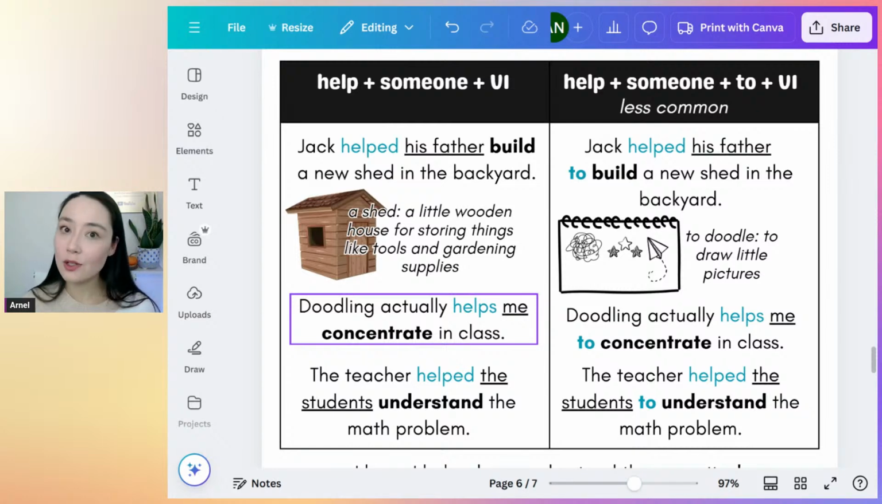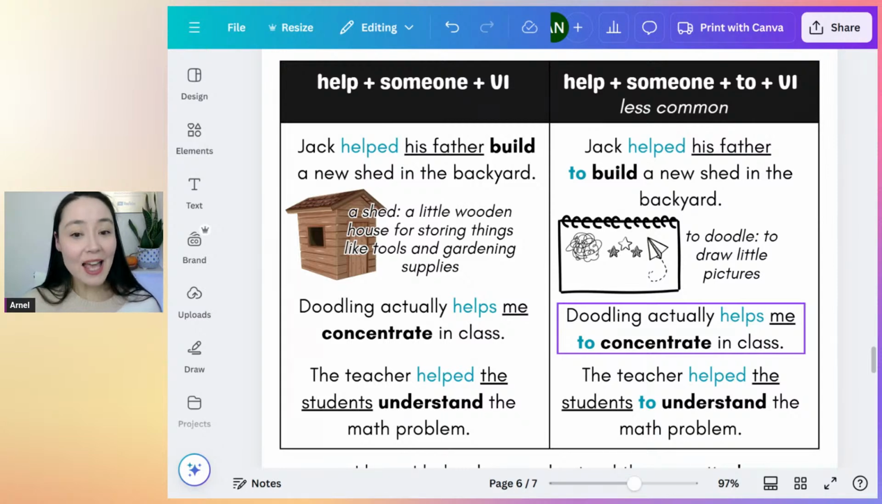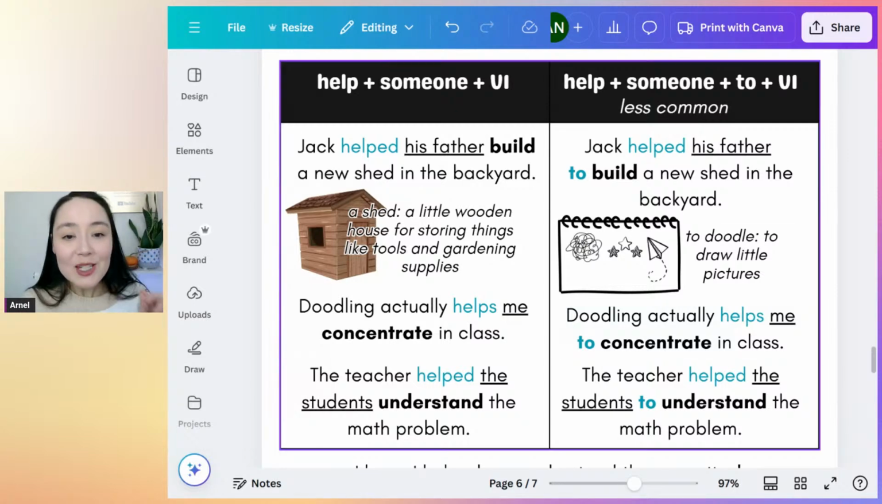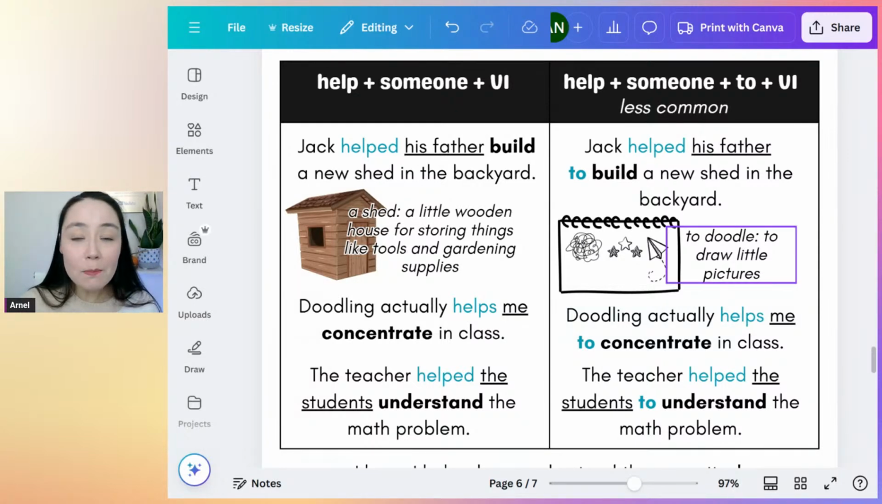Doodling actually helps me concentrate in class. Doodling actually helps me to concentrate in class. What is doodling? It's a funny word, doodling. To doodle, this means to draw little pictures.